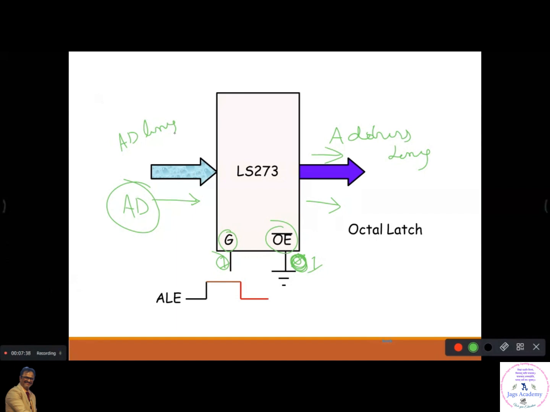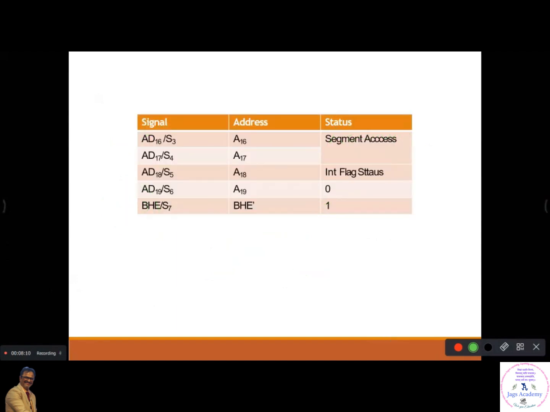Now you see here, whenever your ALE goes high, whatever is there on this side will appear here. When ALE is not high, whatever is on this side will not appear here, because it is not an address. I hope you have understood this. This is the way you can demultiplex your address data bus into a separate data bus and a separate address bus. Understood? This is the hardware concept of the 8086 microprocessor.